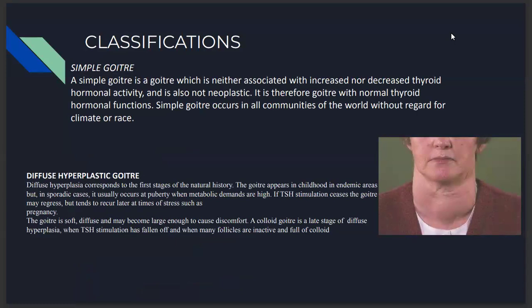The goiter appears in childhood in endemic areas, but in sporadic cases, it usually occurs at puberty when metabolic demands are high. If thyroid-stimulating hormone stimulation ceases, the goiter may regress, but tends to recur later at times of stress, such as during pregnancy. The goiter is soft, diffuse, and may become large enough to cause discomfort. A colloid goiter is a large stage of diffuse hyperplasia when thyroid-stimulating hormone stimulation has fallen off and when many follicles are inactive and full of colloid.